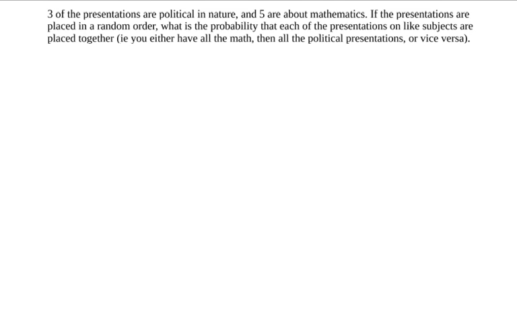3 of the presentations are political in nature, and 5 are about mathematics. If the presentations are placed in random order, what is the probability that each presentation on like subjects are placed together? In other words, that you have all the math and then all the political, or vice versa.